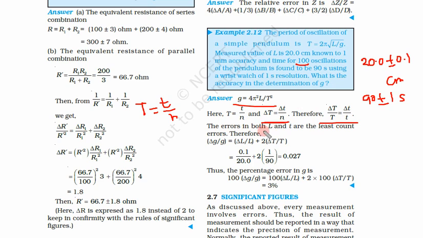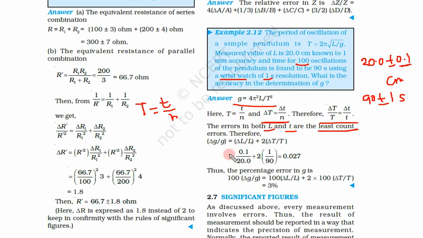The errors in both L and T are the least count errors, because they are coming because of the least count of the instruments. What is the minimum duration that can be measured with the wristwatch? That is 1 second. That's why it is called the least count of the wristwatch. What is the minimum value that can be read with the meter scale? That is 1 mm or 0.1 centimeter. So this is the least count of the meter scale. That's why the errors are least count errors.